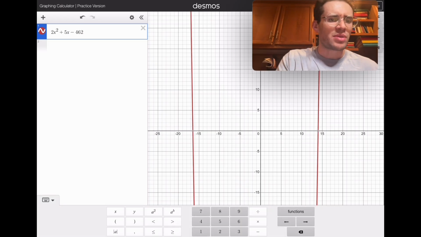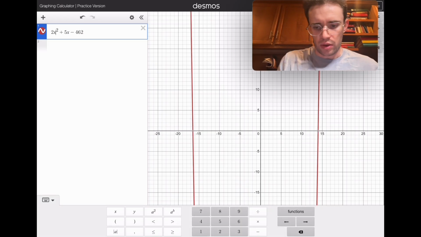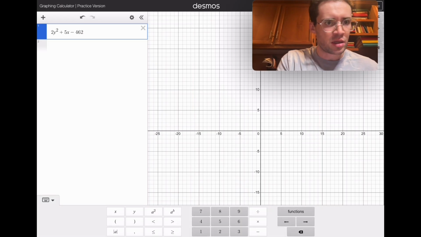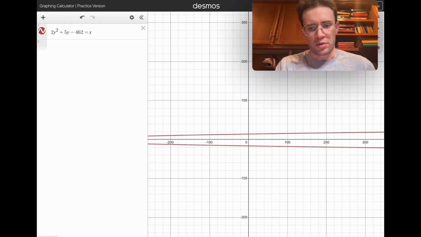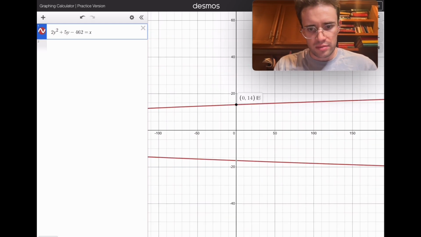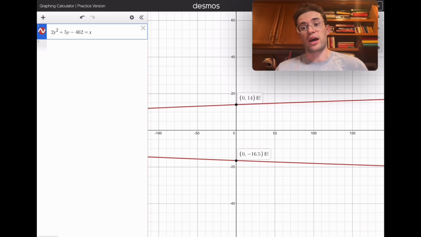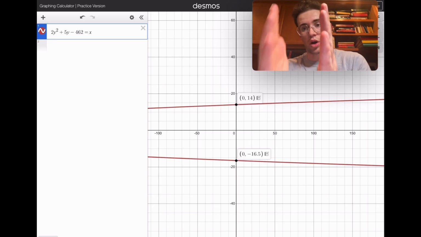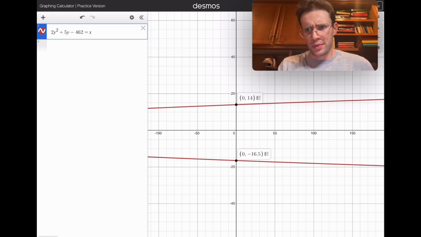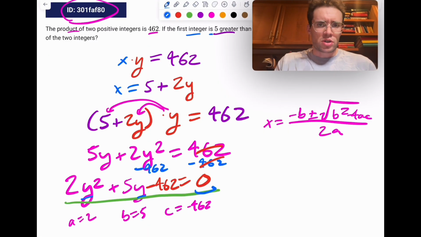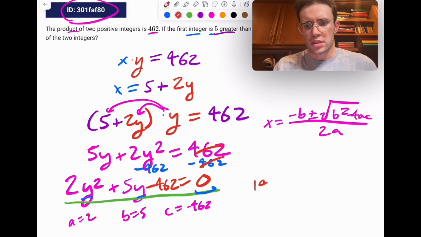Again, if you did type that in as y, I'm just going to show you what it looked like. Like I said, it would be sideways. You have to do equals x then, but right, you get 14, negative 16.5. So this is the same thing, just you're seeing where it crosses the opposite axis. But either way will work. So our 2 answers were 14 and negative 16.5.